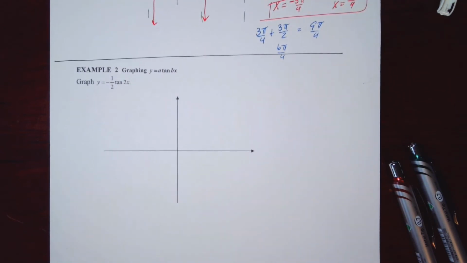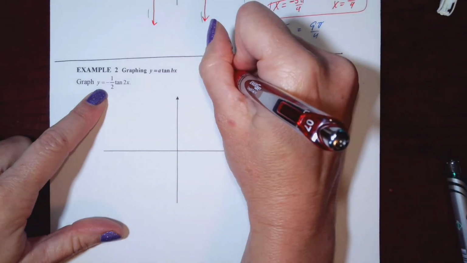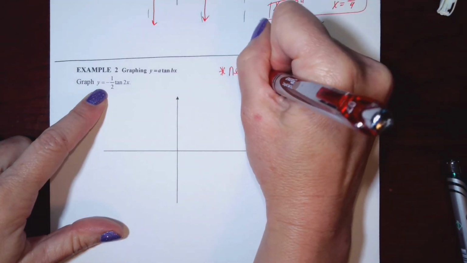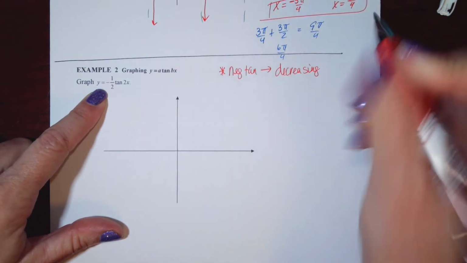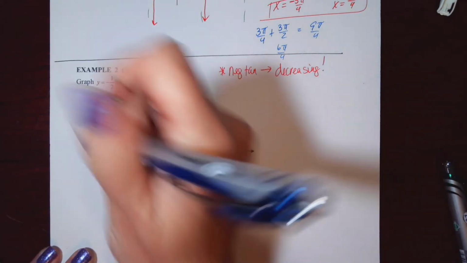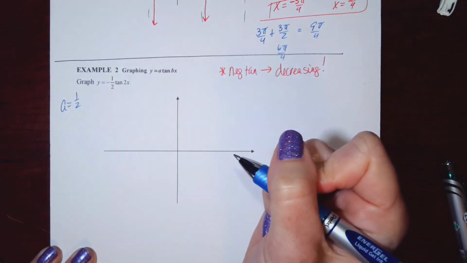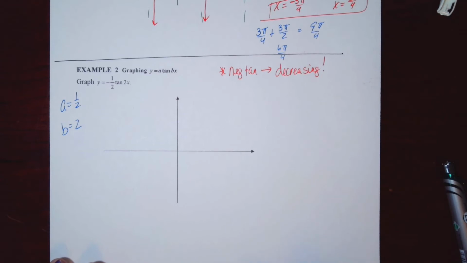Alright, let's look at this next one. This one is a negative tangent function. Positive tangent is increasing. That means if I have a negative tangent function, I have a decreasing function. Negative tangent is decreasing. I gotta write this down so I don't forget to graph it that way. Alright, what else do we have? Well, we have that a is 1/2, so that's my quarter function value. We have that b is 2, so that's going to affect the period. We don't have a phase shift. We don't have a change in center.